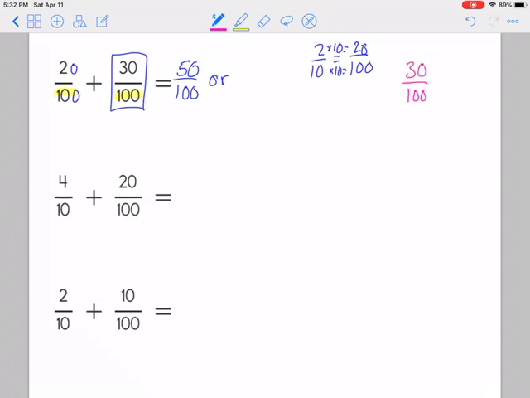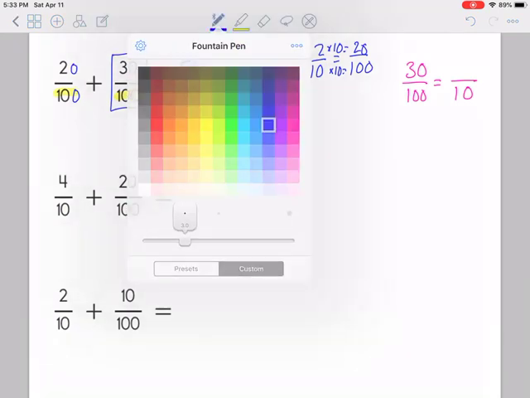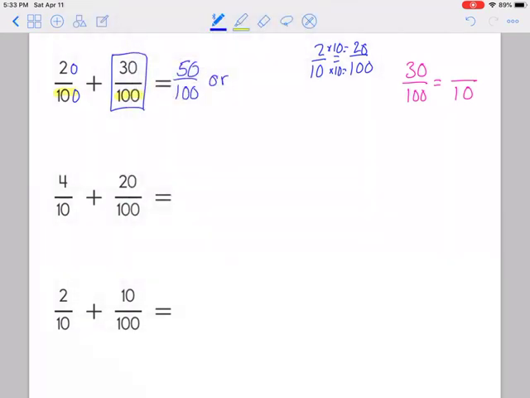So 30 hundredths. Now, instead of multiplying by 10, how do I get from hundredths to tenths? I have to divide by 10. And whatever I do to the bottom, I have to do to the top. So 30 divided by 10 is 3.